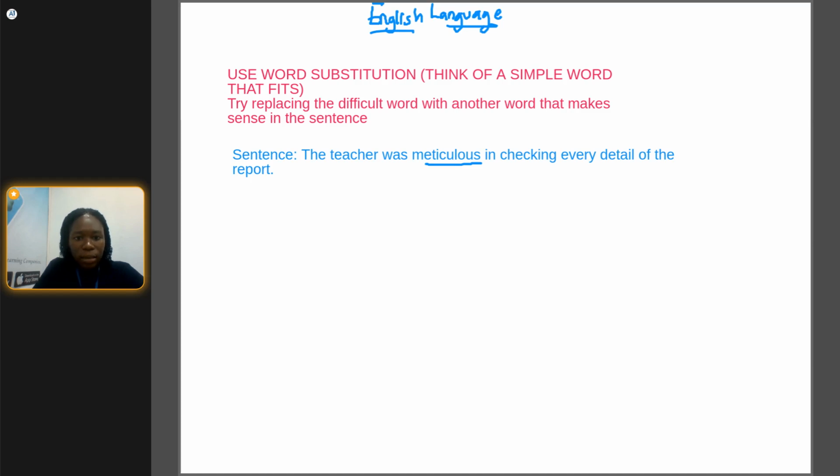While thinking, you are wondering, what is the teacher doing? The sentence says the teacher was meticulous in checking every detail of the report. Now you're thinking to yourself, what is the teacher doing? The teacher is checking something carefully.